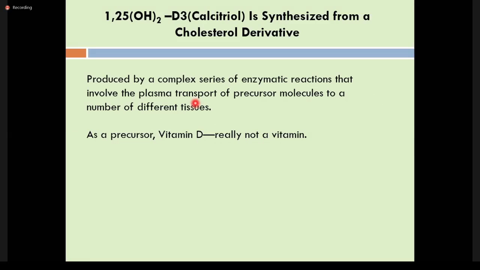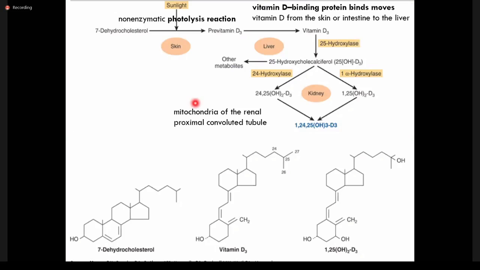The last but not the least, which is another debated molecule as a hormone or as a vitamin, is vitamin D. Vitamin D is considered a vitamin, but in fact, it's a precursor of steroid molecules. It is generated from cholesterol, and it's a derivative of the cholesterol molecule. And there are pathways in order to synthesize the steroid hormone in its active form.